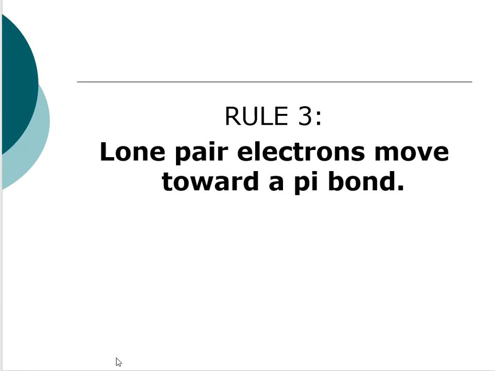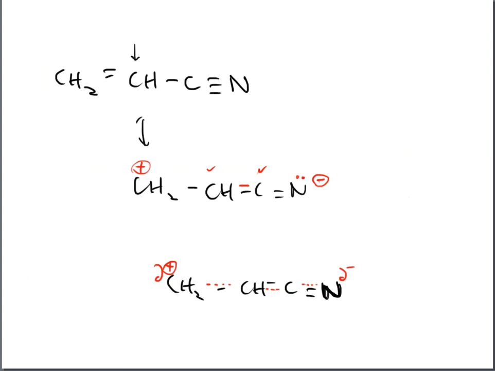Ladies and gentlemen, welcome back, and we are going to be talking about rule number 3 for delocalization. Rule number 3 says lone pair electrons move toward a pi bond. This one is no more difficult than all of the other ones that we've done. It's just a different kind of set of rules that we have to look at. That's it. So what does this rule actually state?